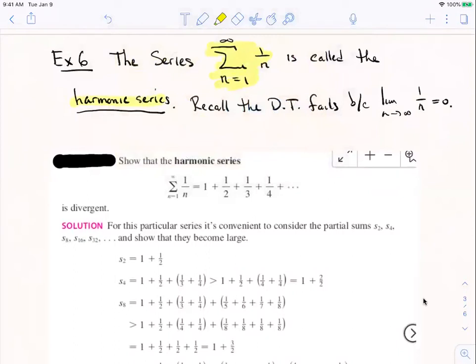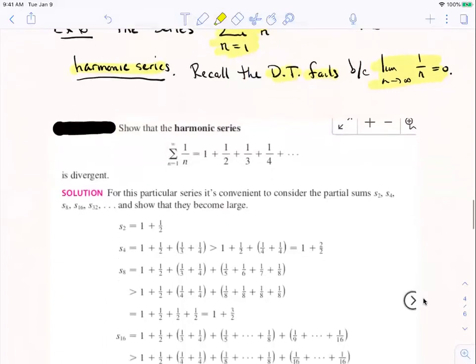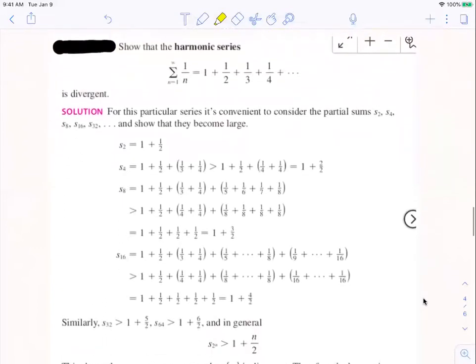You might recall from the previous lecture that the divergence test failed for the harmonic series because its terms go to 0. And when the terms of a series go to 0, the divergence test has nothing to say. I clipped this example from your book. I'm just going to walk you through it. It proves that the harmonic series diverges. So the series whose terms are 1 plus a half plus a third plus a fourth, the claim is it diverges. Let's look at this argument.